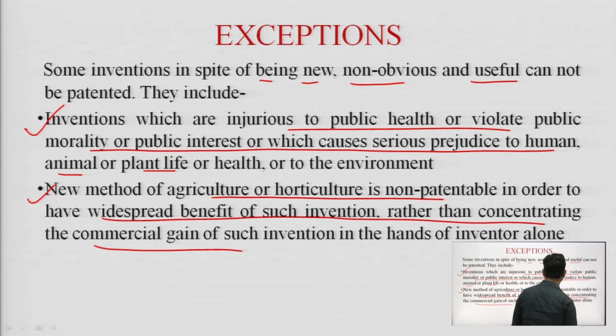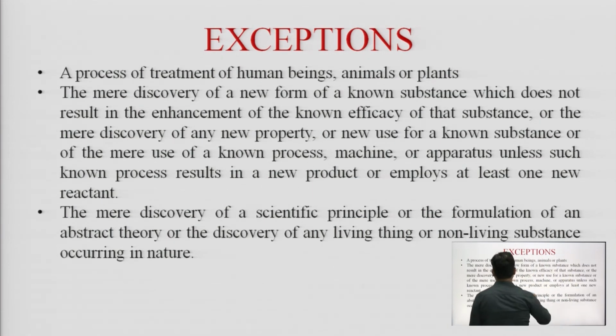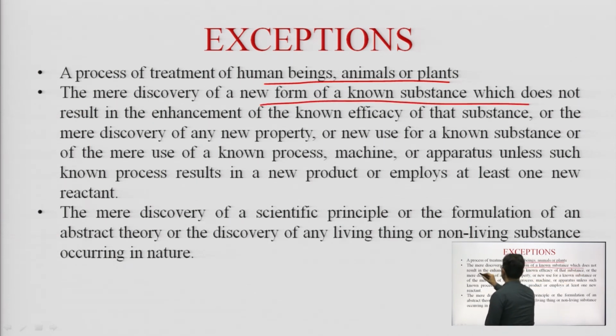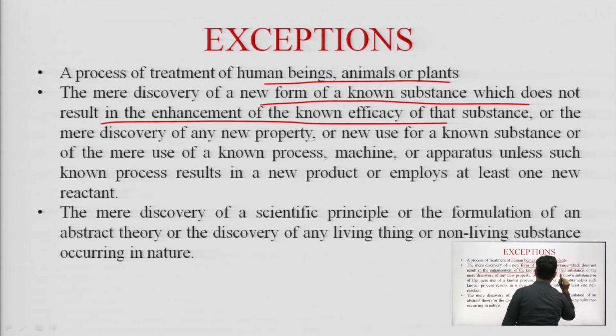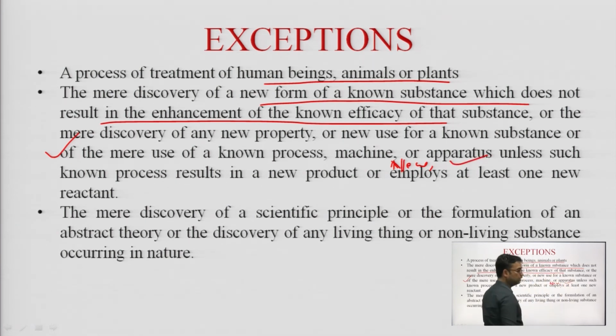It means if you have developed any new method related to agriculture, you cannot patent it, because the benefit to the public is seen as greater than giving a patent. A process of treatment of human beings, animals and plants cannot be treated as a patent. A mere discovery of a new form of a known substance which does not result in enhancement of efficacy. It means the product should be new and all those four parameters should be there, then only can you apply for a patent.